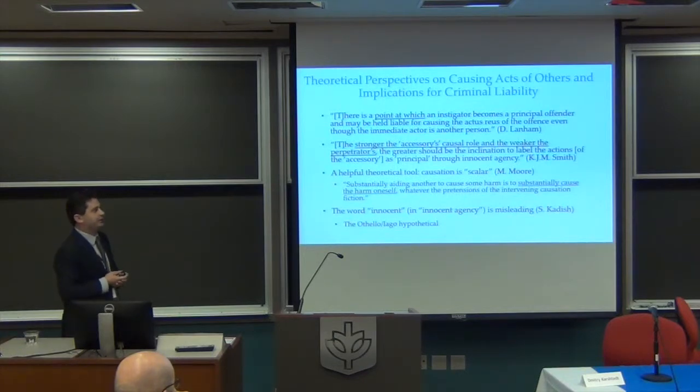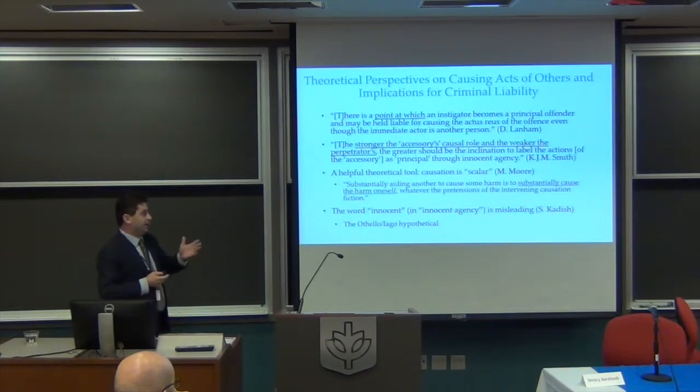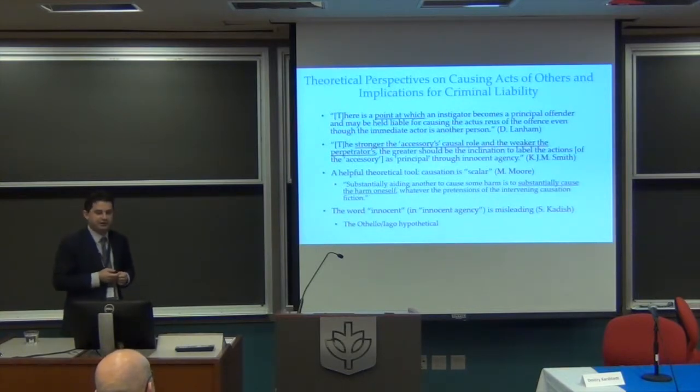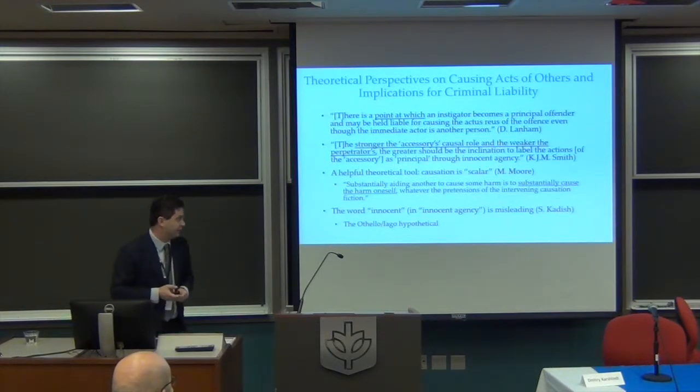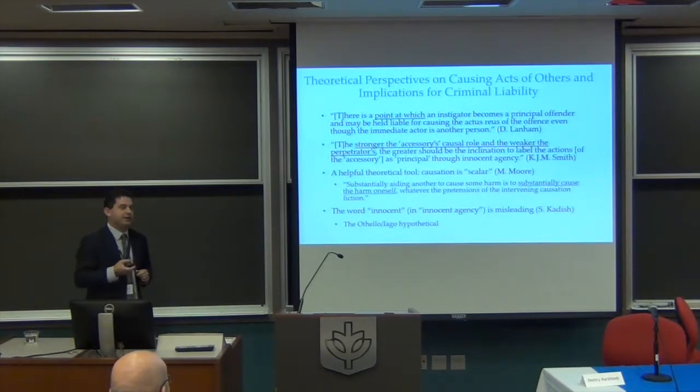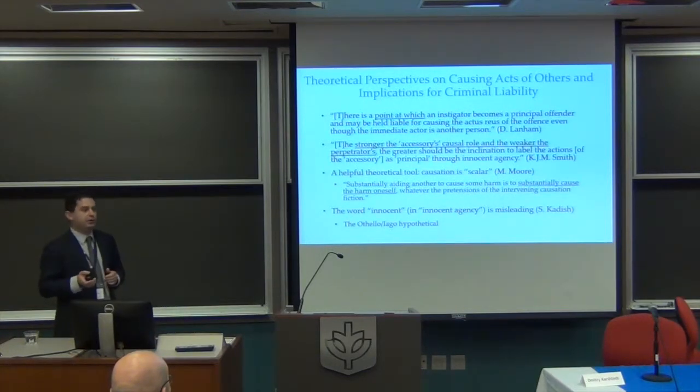Who is causally responsible? You can call this person the principal. A theoretical tool here is that causation is scalar. There are big causes and little causes. Michael Moore propounded this theory. He says that substantially aiding another to cause some harm is to cause the harm yourself. And notice, you remember from tort law, there is intervening causation, the intervening human acts that might cut off the chain of causation, but not here.